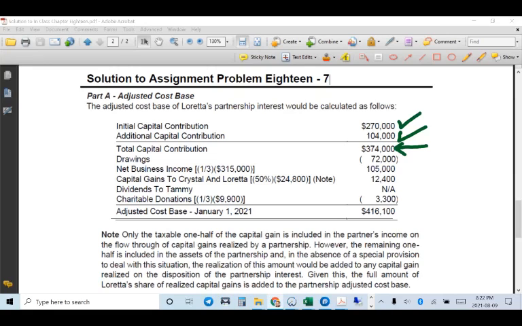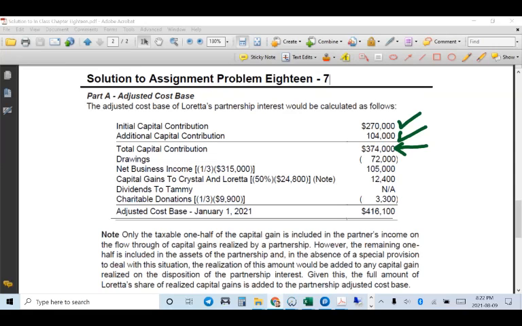Now I'm on the top of page 907. It says near the end of 2020, after a number of heated arguments, it's about to get spicy here, I guess, between Tammy and Crystal regarding the types of clients the partnership was servicing, Loretta decides to withdraw from the partnership effective Jan 1, 2021. So Tammy and Crystal were not getting along. Loretta didn't want the drama, and she's getting out of there.